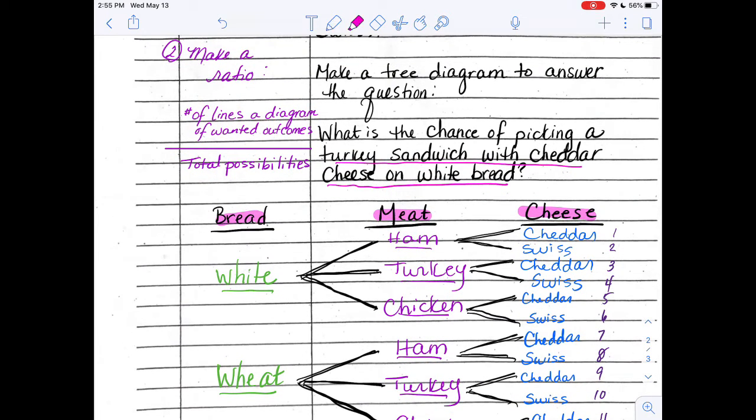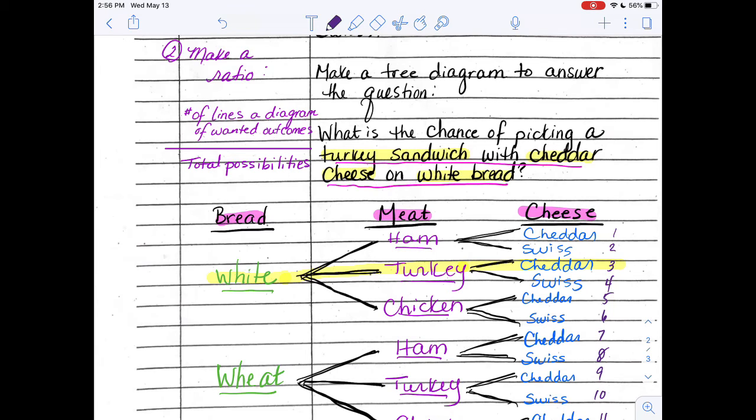But now let's look at the question. It says, I want to know a specific branch. How many branches have what I want? First of all, I want white bread, so it has to start here. With that white bread, I want the meat to be turkey. Well, the only way to get white bread and turkey is this path so far. And then I want my cheese to be cheddar. Well, there's only 1 branch, and that's it right there.